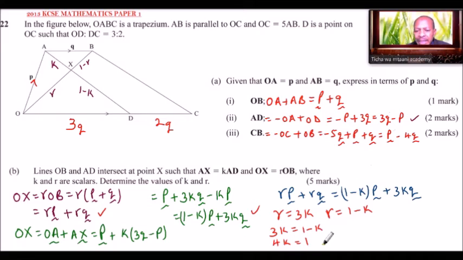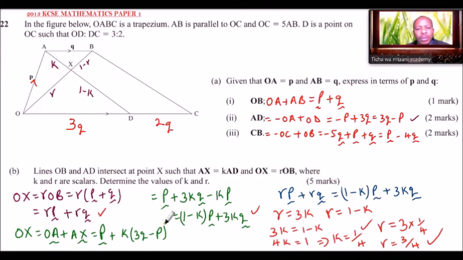This implies that K is equal to 1, divide both by 4. By 4 you get K is a quarter. And since R is equal to 3K, we say it is 3, you multiply by 1 over 4, which is K, you get R is equal to 3 over 4. So that is how you get the values. So we have managed to get the values of K and R.